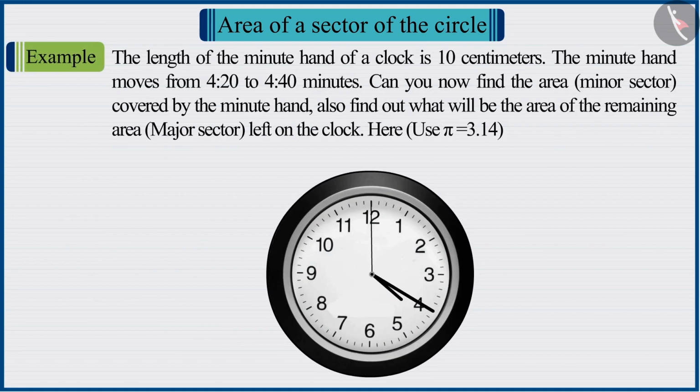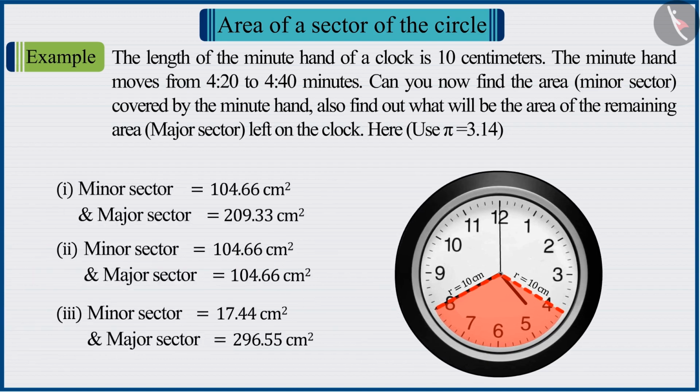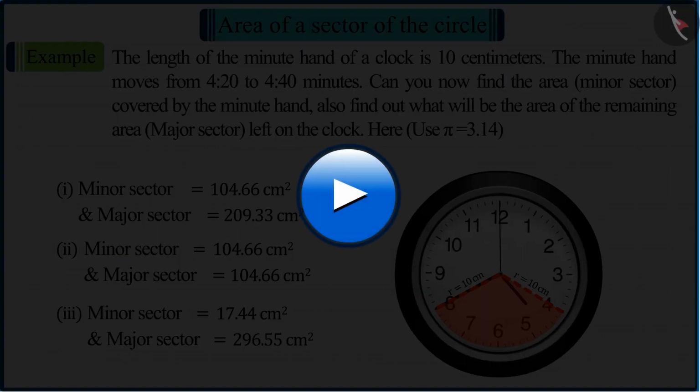The length of the minute hand of a clock is 10 centimeters. The minute hand moves from 4:20 to 4:40 minutes. Can you now find the area covered by the minute hand? Also, find out what will be the area of the remaining portion left on the clock. Here, use the value of pi as 3.14. Pause the video to solve the question and then match your answer.